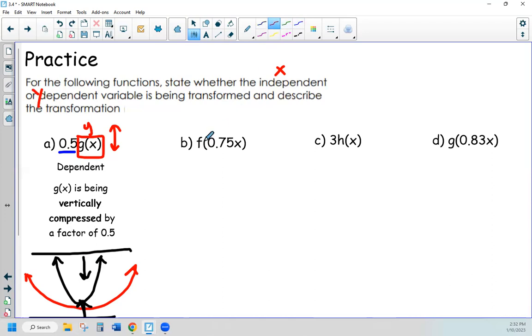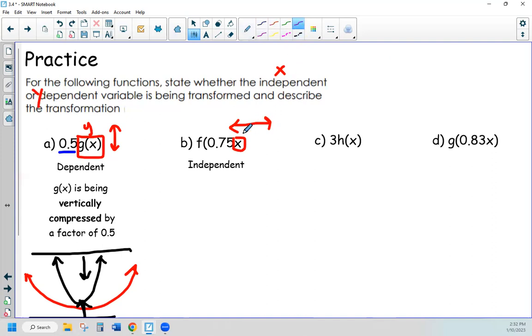Now, something we need to realize is that we are multiplying straight to the x. We are multiplying straight to the x. That means that we are affecting the independent variable. Independent variable is the x variable. That means that the movement or the thing that is happening is horizontal. It's a horizontal thing that's happening.